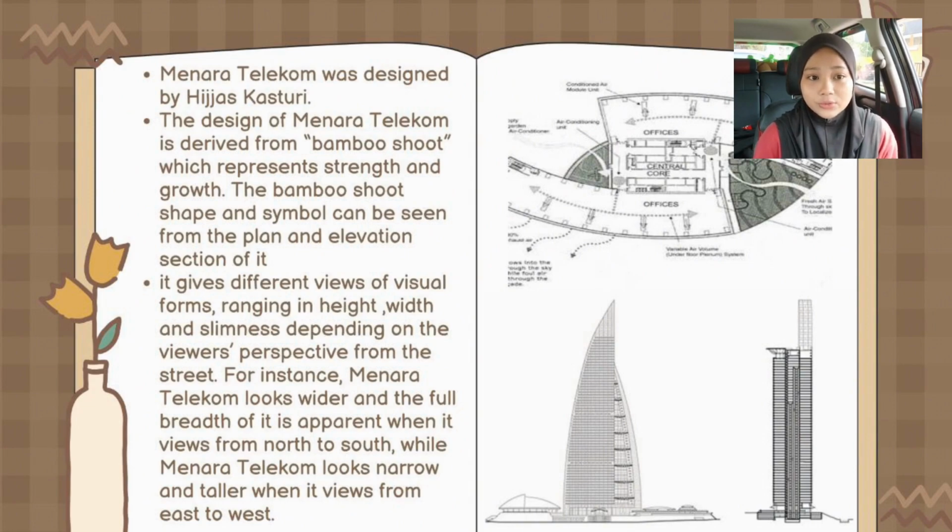It gives different views of visual forms, ranging in height, width and slimness depending on the viewer's perspective from the street. For instance, Menara Telecom looks wider and the full breadth of it is apparent when viewed from north to south, while Menara Telecom looks narrow and taller when viewed from east to west.